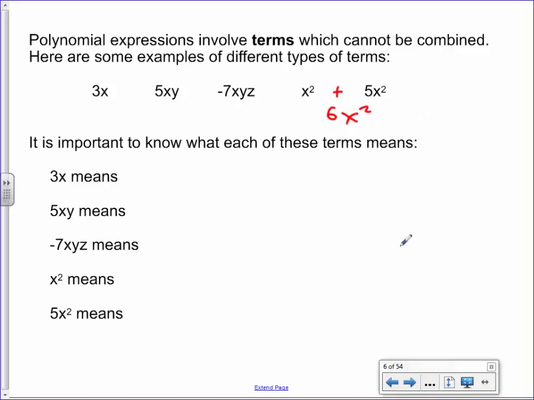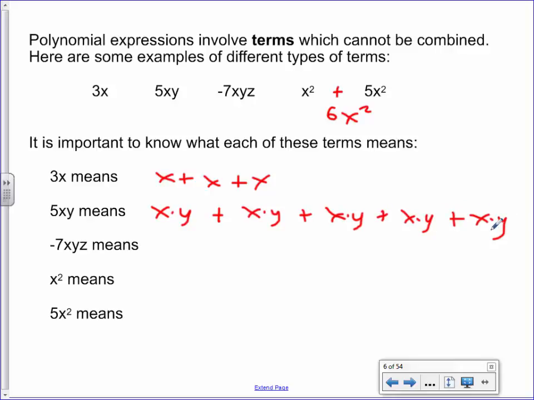Let's talk real quick though about what each of these things mean. What does 3x really refer to? Like if I break it down to its base level. 3x means x plus x plus x, it means you have 3 x's being added to each other. What does 5xy mean? It means x times y plus another x times y plus another x times y plus another x times y plus another x times y.